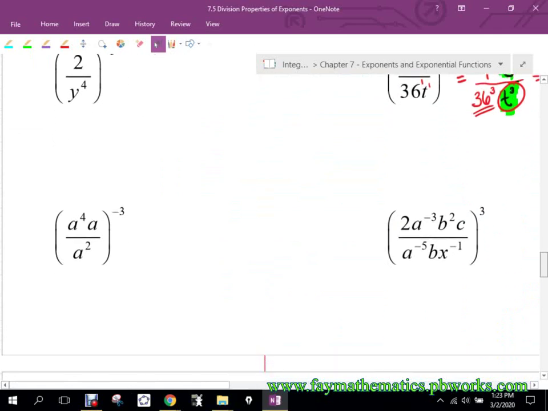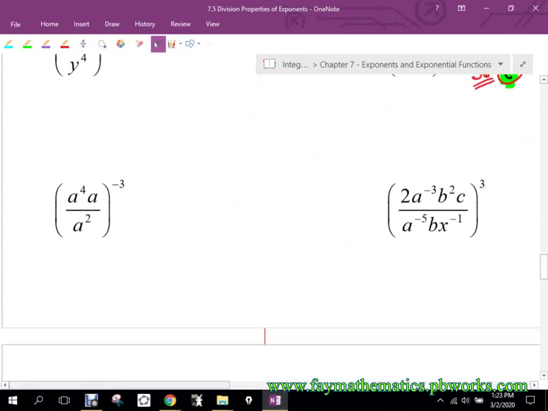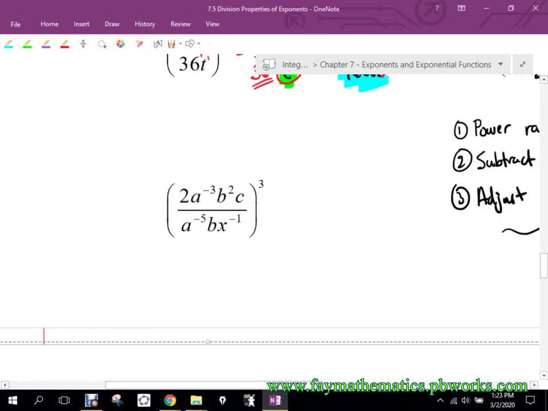Take a minute and we'll do this middle one here on the bottom. I guess it's the last one on the bottom. See what you guys come up with on that one. What the first step is when you raise it a power to a power.